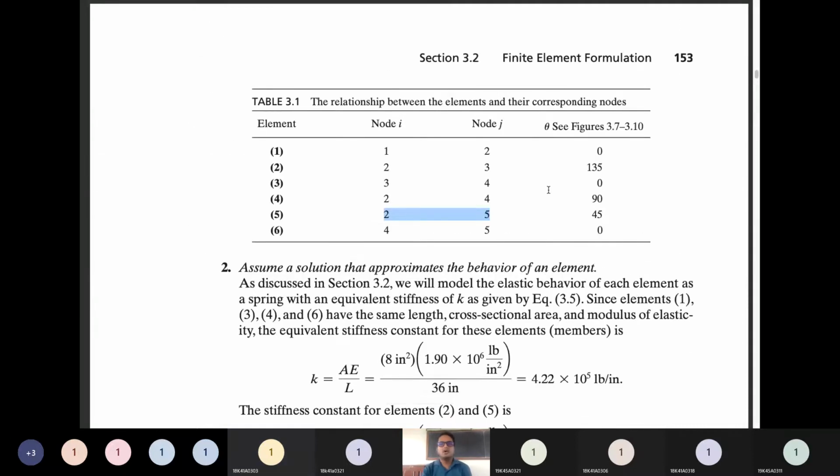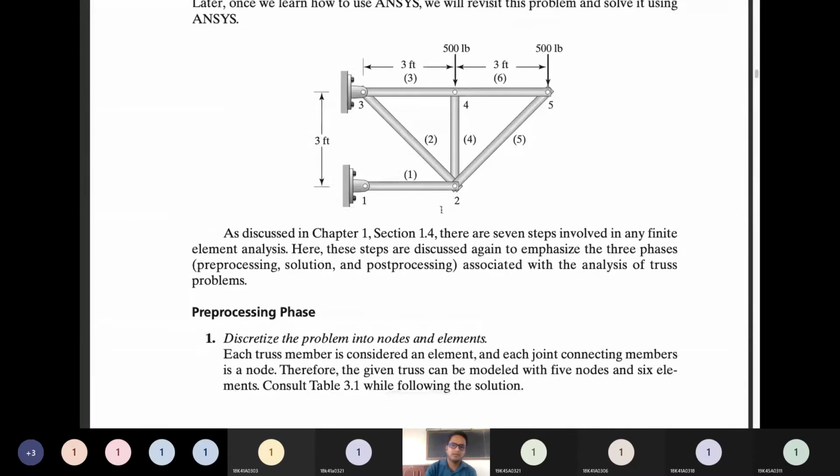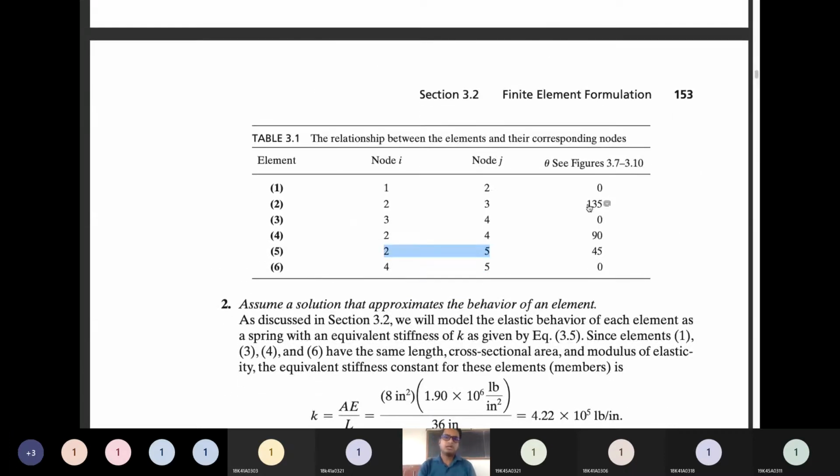Likewise you can see all the angles are mentioned over here for all the elements. Element 1 is making 0 degree, element 2 is making 45 plus 90, which is 135 degree. Element 3 is horizontal, element 6 is horizontal, so they are making 0 degree. Element number 4 is vertical, so it is making 90 degree, and element number 5 is making a 45-degree angle. So that is what is written here for all the elements.